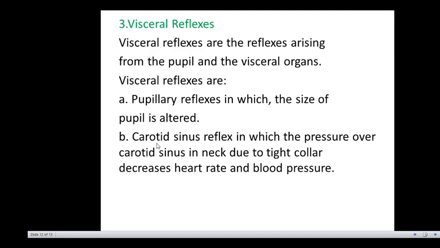Another example, carotid sinus reflex, in which pressure over the carotid sinus in the neck, which is due to a tight collar, decreases the heart rate and blood pressure. The people wearing a tight collar can suddenly elicit this carotid sinus reflex. So these are the examples for visceral reflexes.